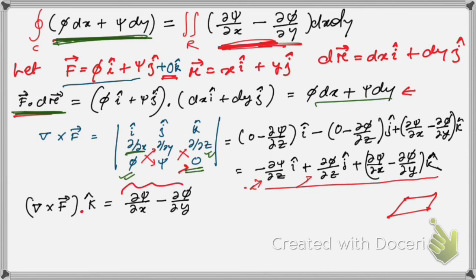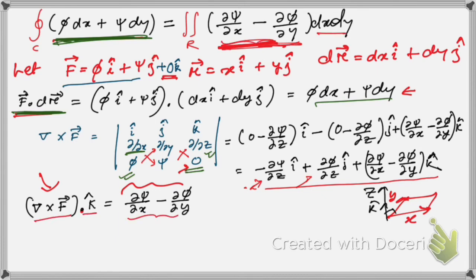So you can replace this by curl F dot k, and here you see this k is in this direction. Now we are taking the region on the xy plane, and the z axis is perpendicular to this xy plane, and the unit vector along the z axis is nothing but k cap. That's what we know.